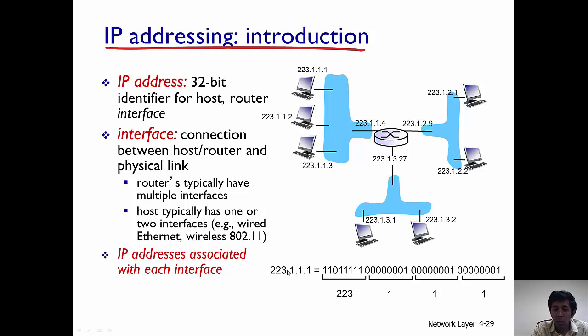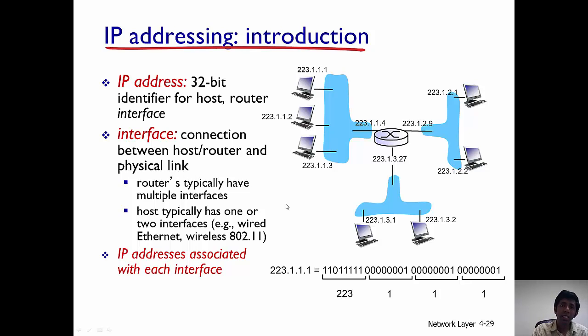So here you have 223.1.1.1, and 223 is converted into 8 bits. This is the binary representation out here. That is 11011111. And then there are another 8 bits for 1, another 8 bits for 1, then another 8 bits for 1. So this is a 32-bit identifier, and it's broken up into 4 chunks, each of 8 bits. Because there are 8 bits in each of these 4 chunks, the maximum value that can be represented with 8 bits is 255.